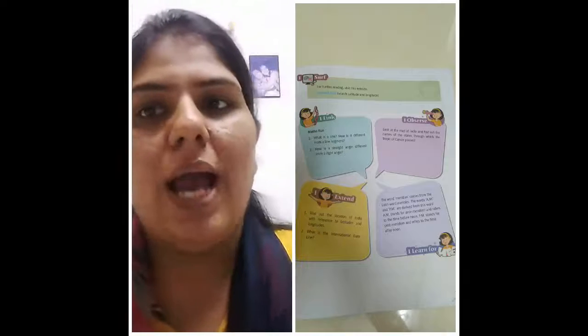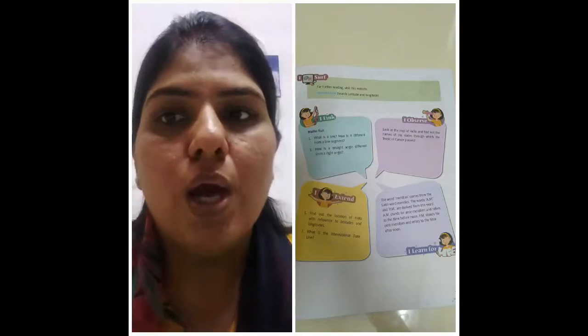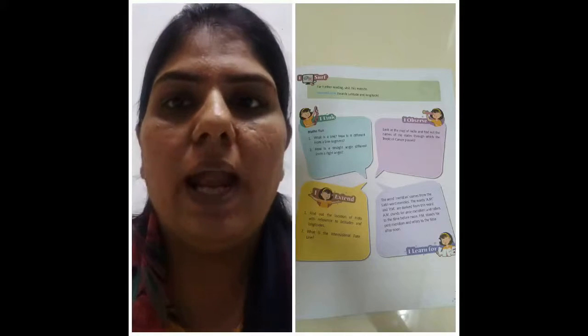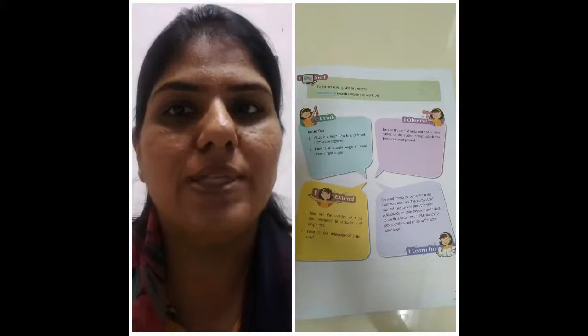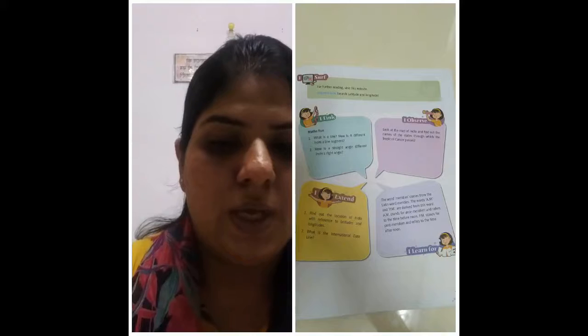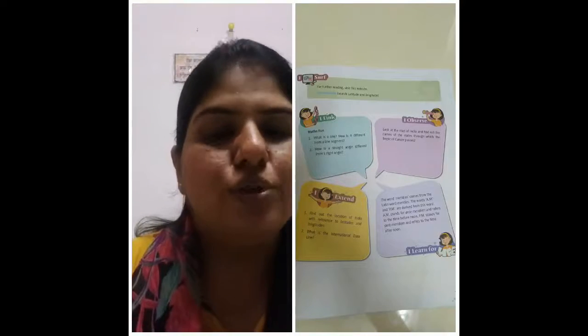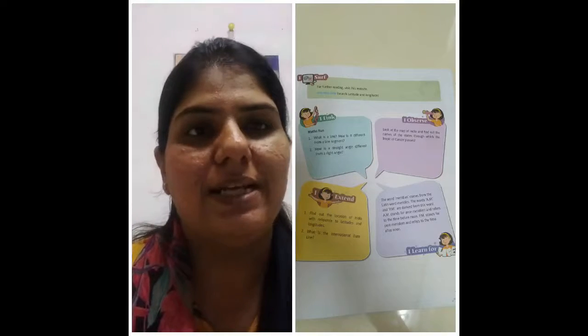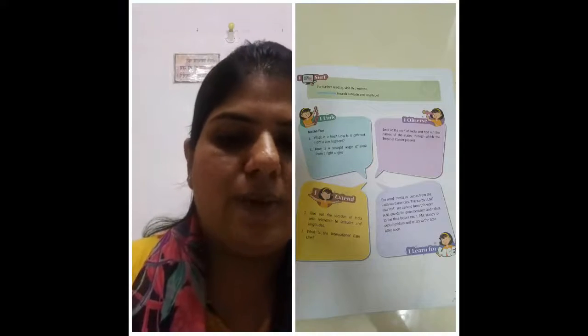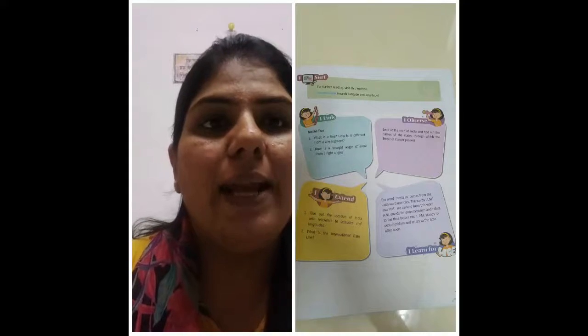Now come to the I Observe session. Look at the map of India and find out the names of the states through which the Tropic of Cancer passes. The Tropic of Cancer passes through Gujarat, Rajasthan, Madhya Pradesh, Chhattisgarh, Jharkhand, West Bengal, Tripura and Mizoram.